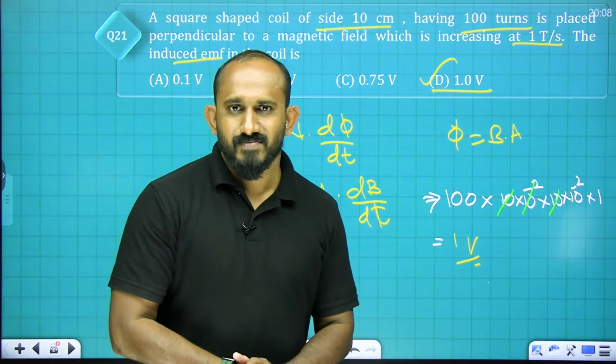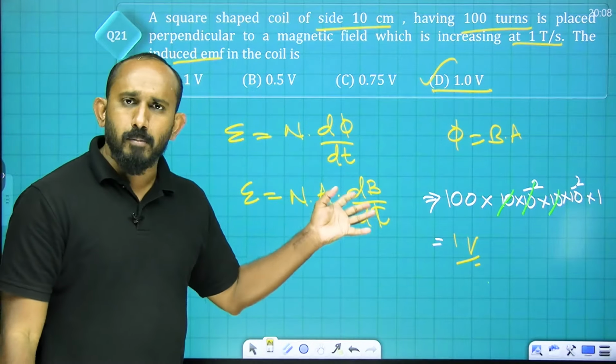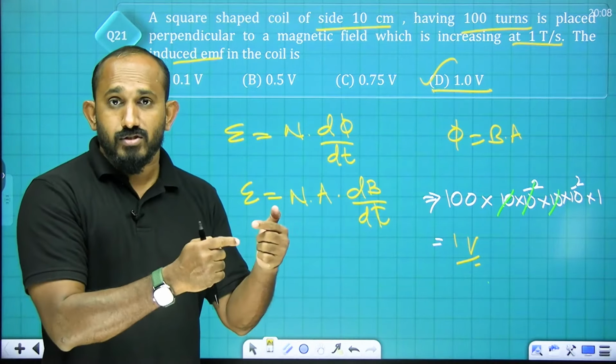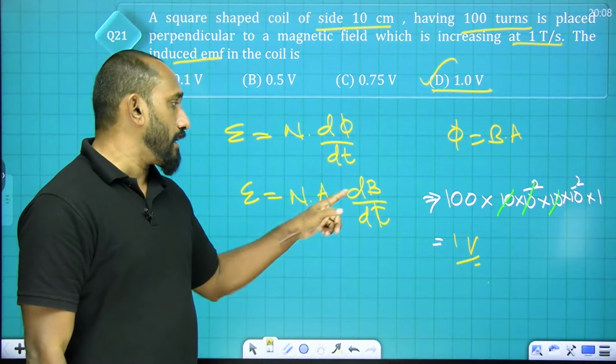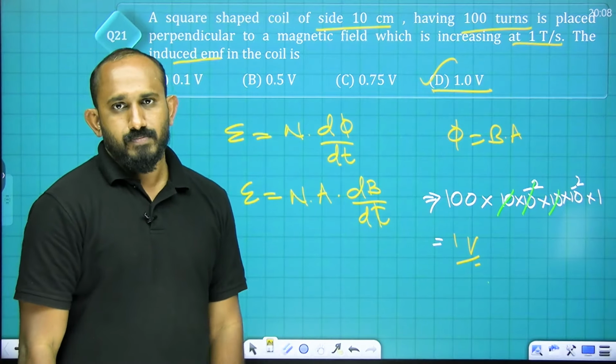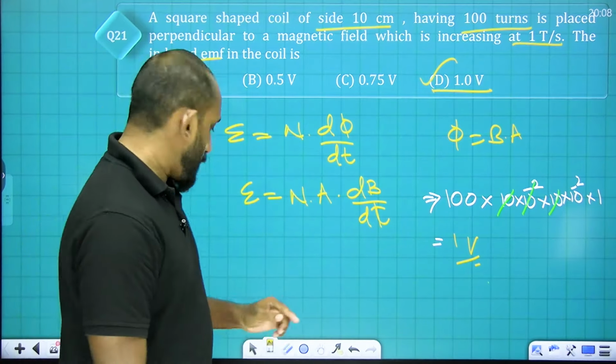Hope you got it. So here, it is a direct question, only N dφ by dt. The magnetic field is changing instead of the area, so A into dB by dt will be the correct answer. Let's go to the next question.